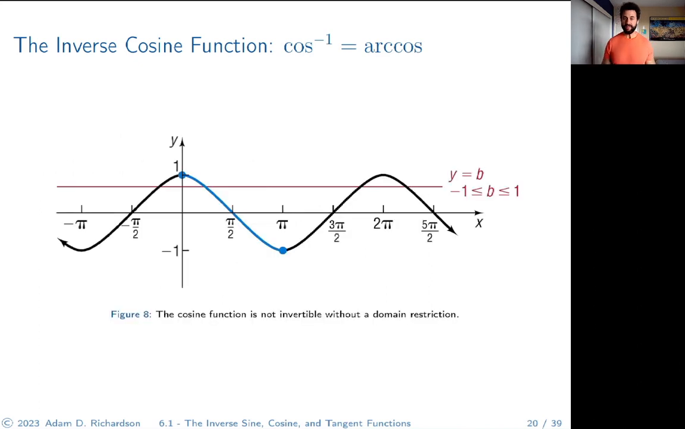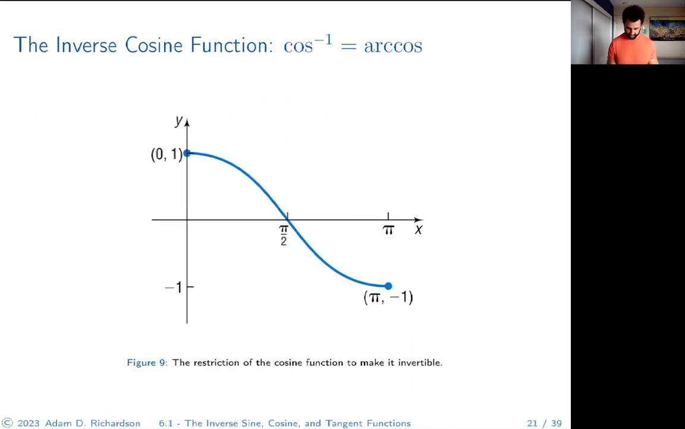All right, let's look at the graph. Once again, outright, the cosine function is not invertible. It doesn't pass the horizontal line test, so we needed to restrict the domain. And when we restricted the domain, we got this. Here's what it looks like when you peel everything away. And that's the graph of cosine on our restricted domain from 0 to pi inclusive.